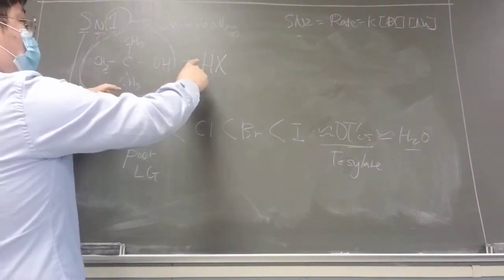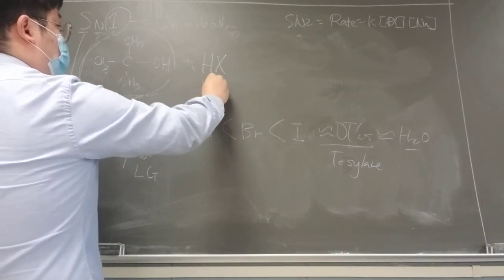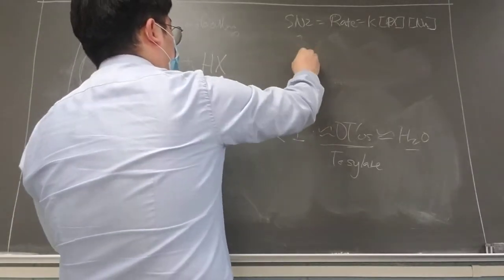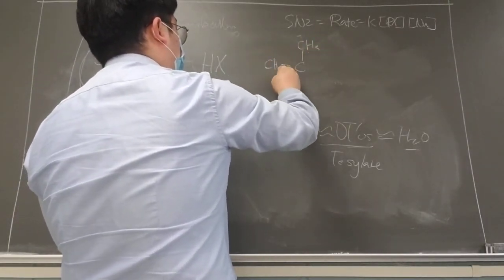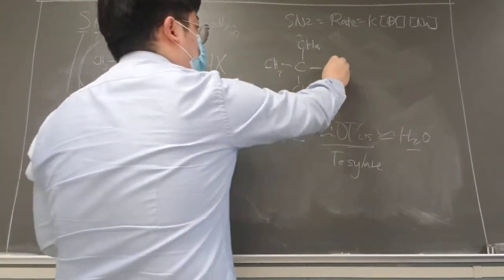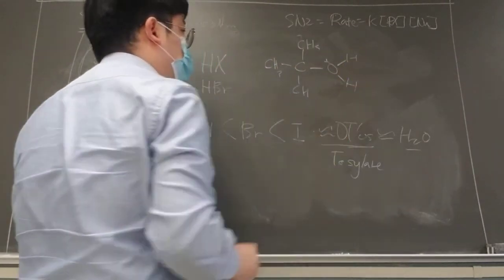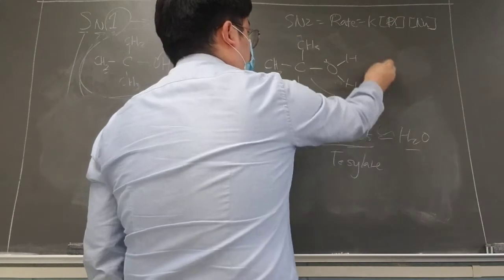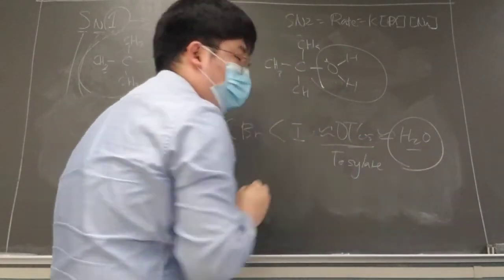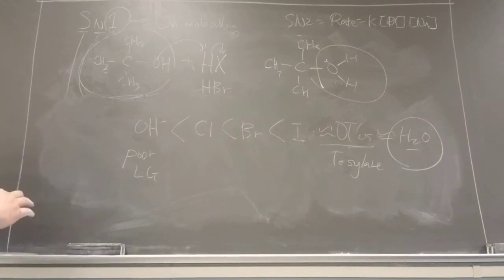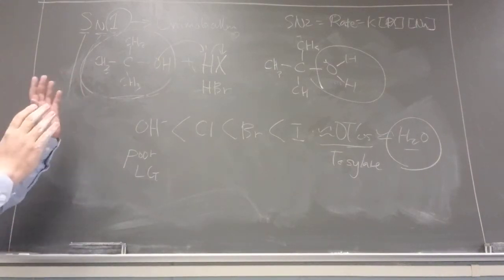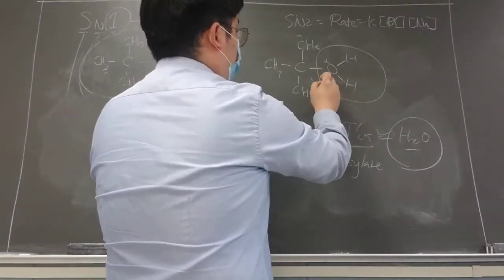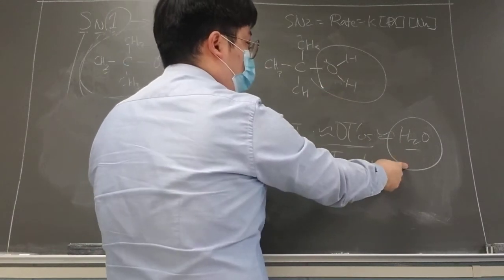If you use an HX, like hydrobromic acid here, what happens is they switch the hydroxyl group to water. They're grabbing this one to here. And then now you have water as a leaving group, which is what? It's a really good one. So in this case, whenever you have a poor leaving group like a hydroxyl group, you can treat it with HX, and you can switch it to water, which is a really good leaving group.